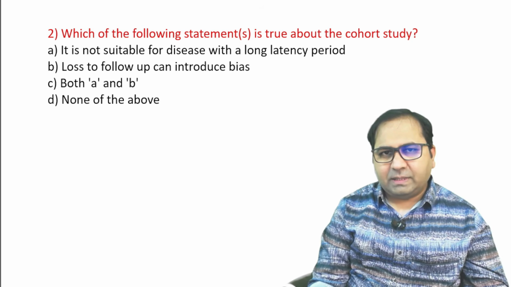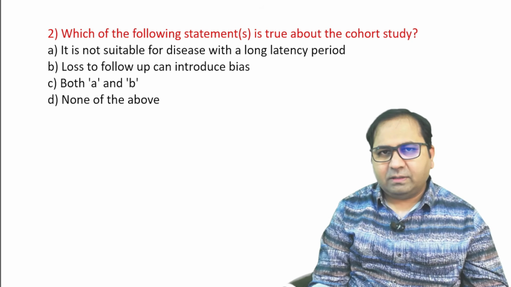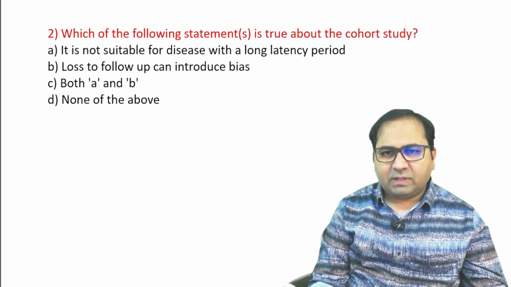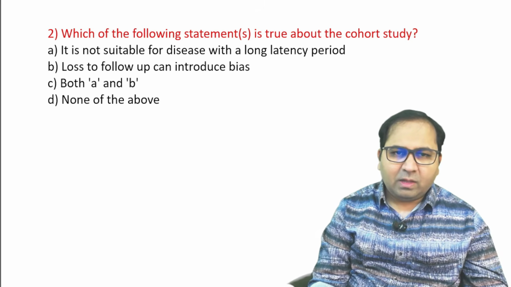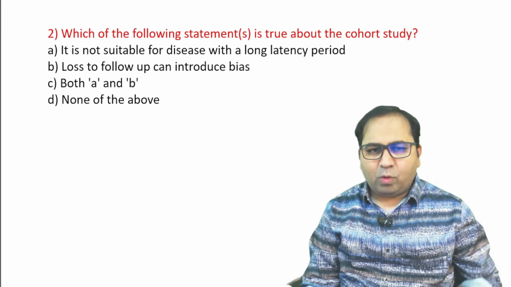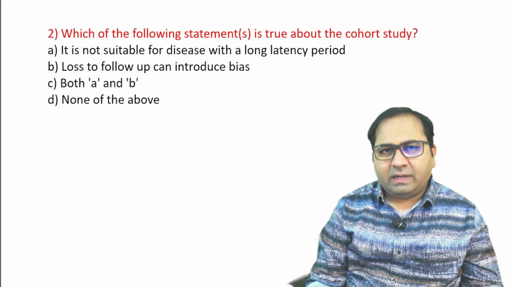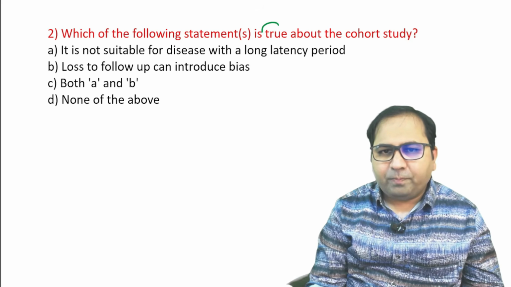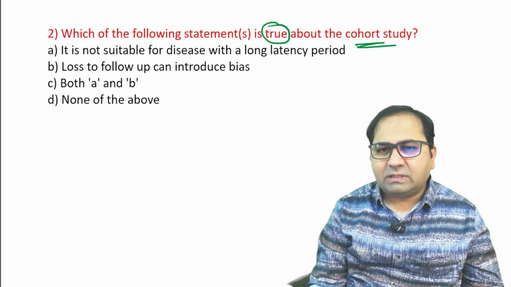Which of the following statements is true about the cohort study? Let us see the options. A. It is not suitable for disease with a long latency period. B. Loss to follow-up can introduce bias. Or C. Both A and B. Or D. None of the above. So once again, which of the following statements is true? They are asking what is true about the cohort study.